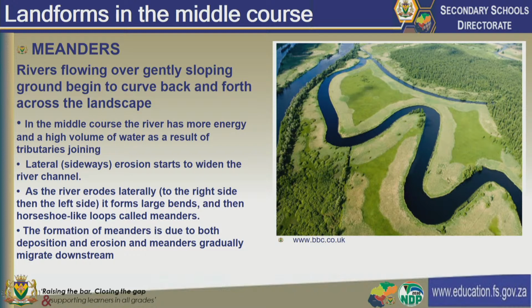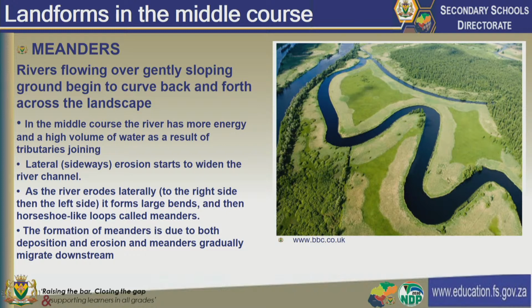Now, what is it? If you have to explain it in a concept, you're going to say it's rivers that are flowing over gently sloping ground. Remember, it's in the middle course. And they begin to curve back and forth across the landscape like you see in the picture.